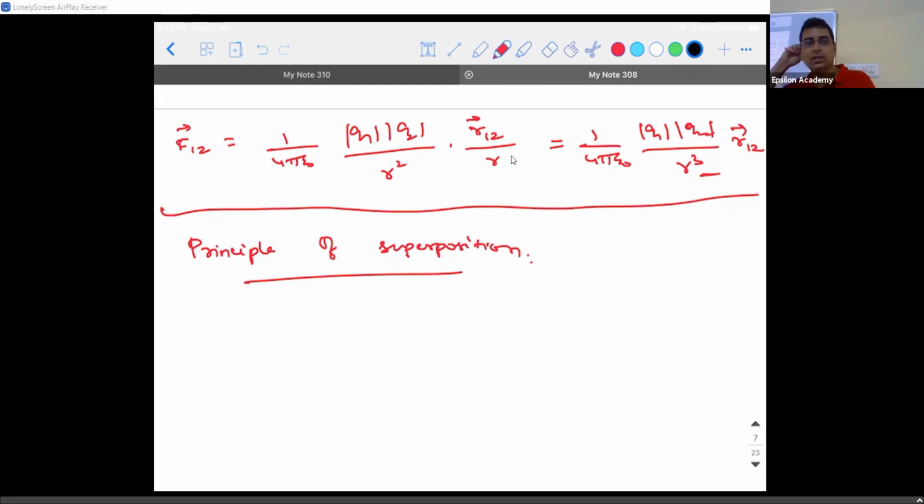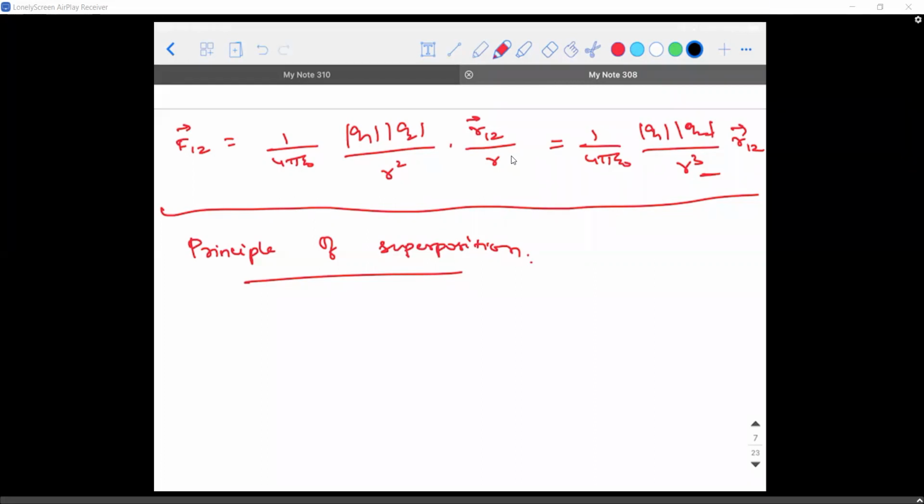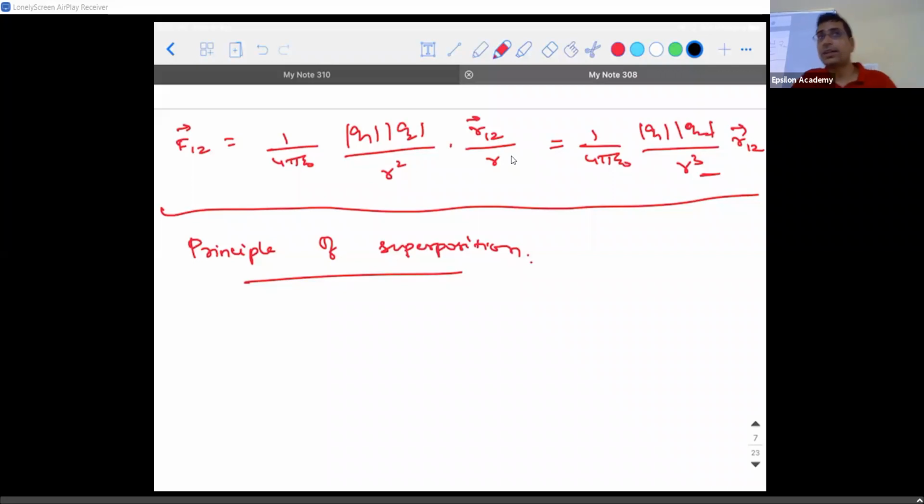Second, Coulomb's law speaks only about the interaction between two point charges. But it is not necessary that any system in this world has only two charges. You can have multiple charges. For example, in a triangle I can place 3 charges, in a square 4, in a hexagon 6. In this kind of system, how are we going to apply Coulomb's law to find the net force? That is what the principle of superposition tells us. So write down the statement.